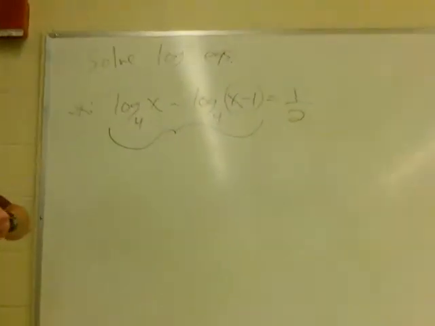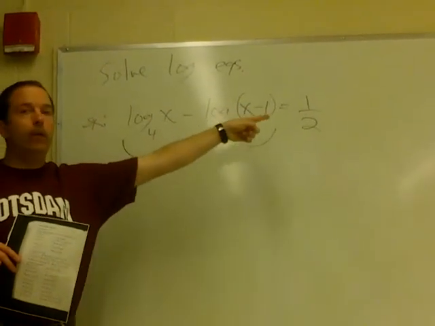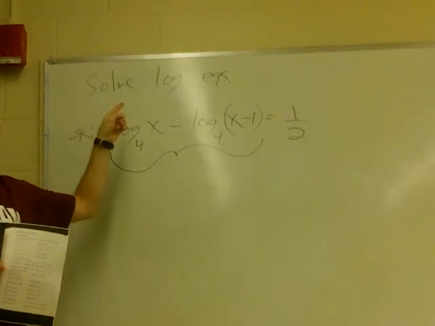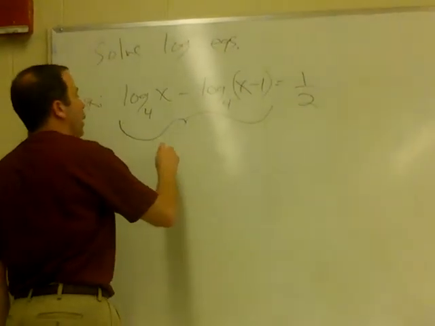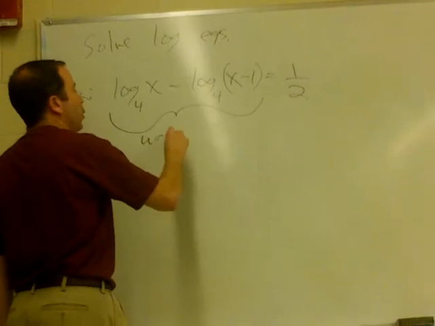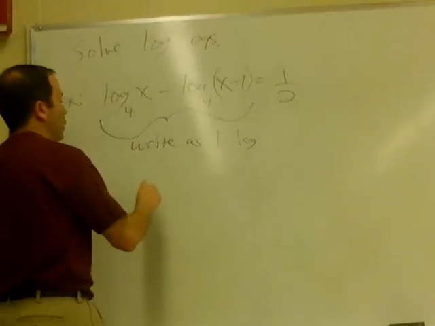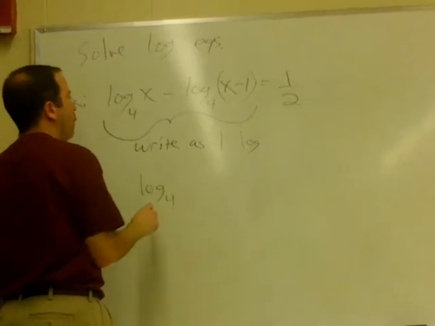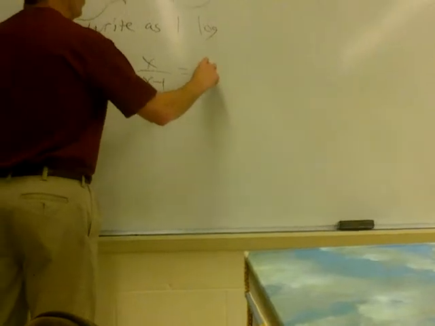From a couple of weeks ago, we remembered that when we have 2 logs being subtracted, that really means this is a division problem. Good job. So we rewrite this as 1 log. Log base 4 of x over x minus 1 equals 1/2.